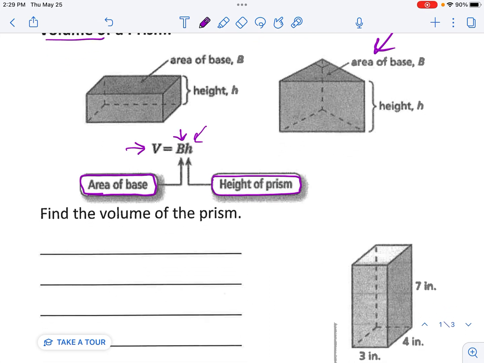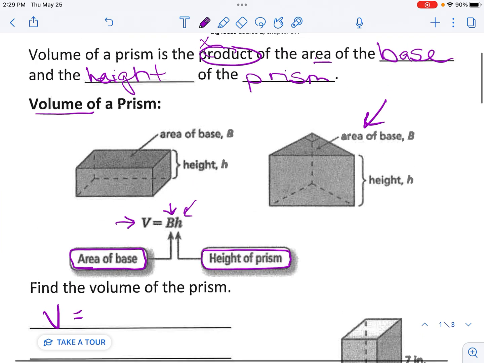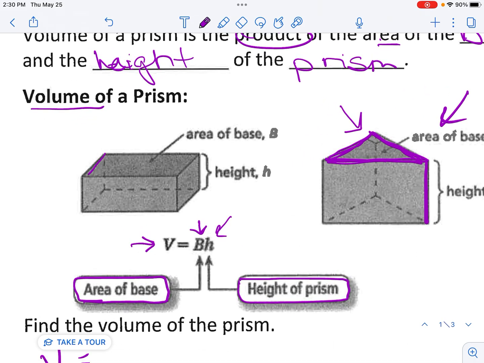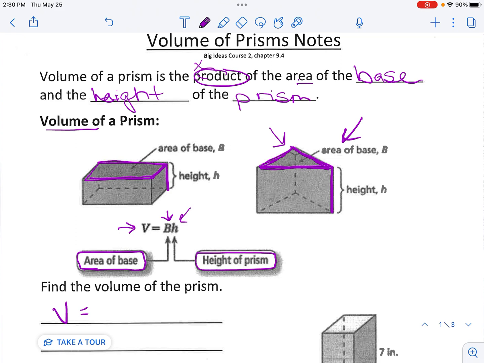Okay, so now for this first one, let me first go up here to this triangular prism. The area of the base: this is a triangular prism, so you would find the area of the triangle first, then multiply it by the height. If you look at the rectangular prism, the area of one of the bases would be length times width to get the area of the base, then multiplied by the height.